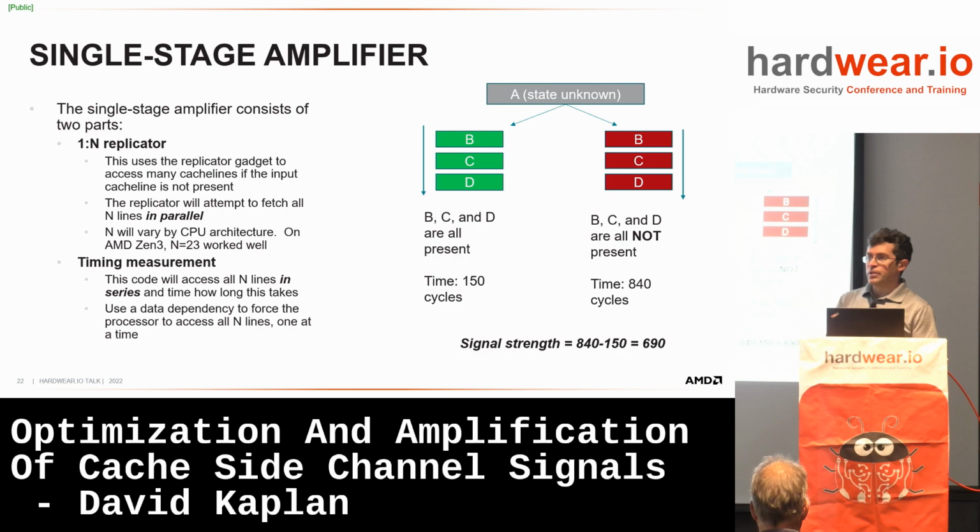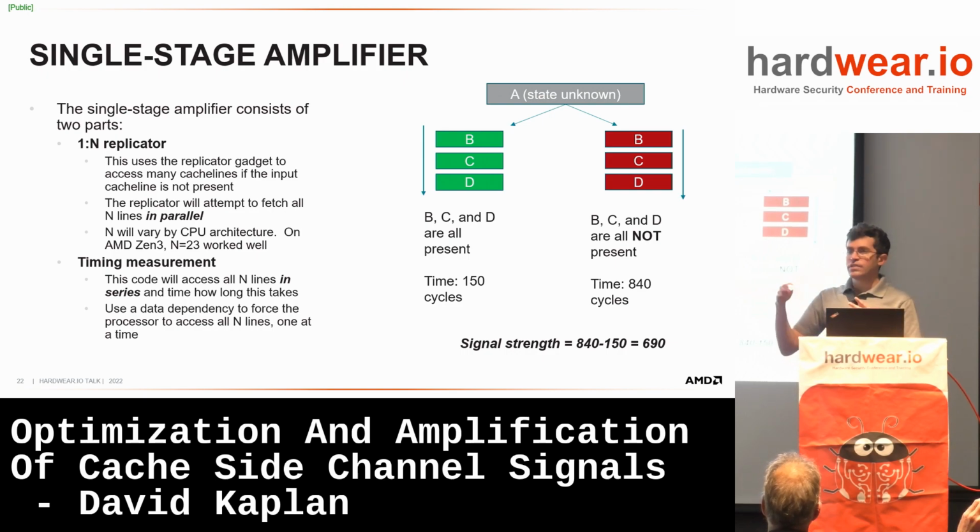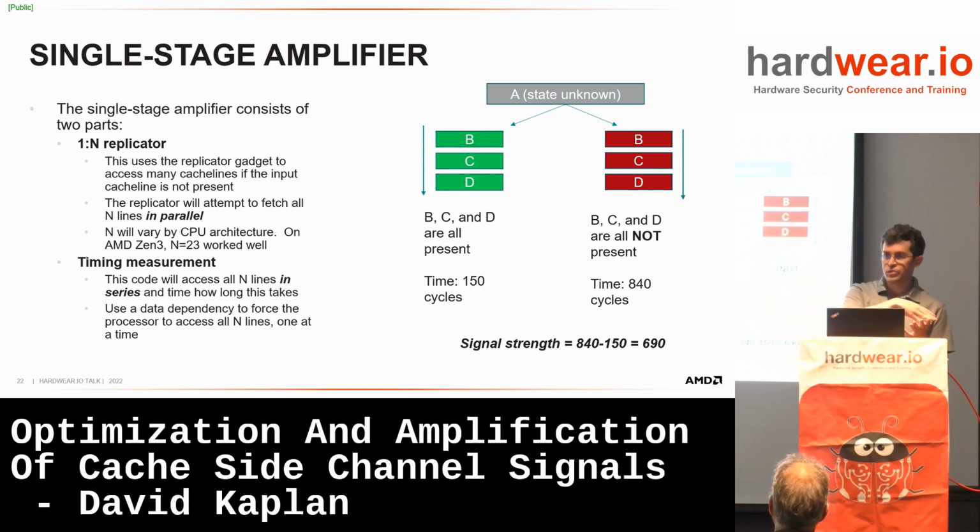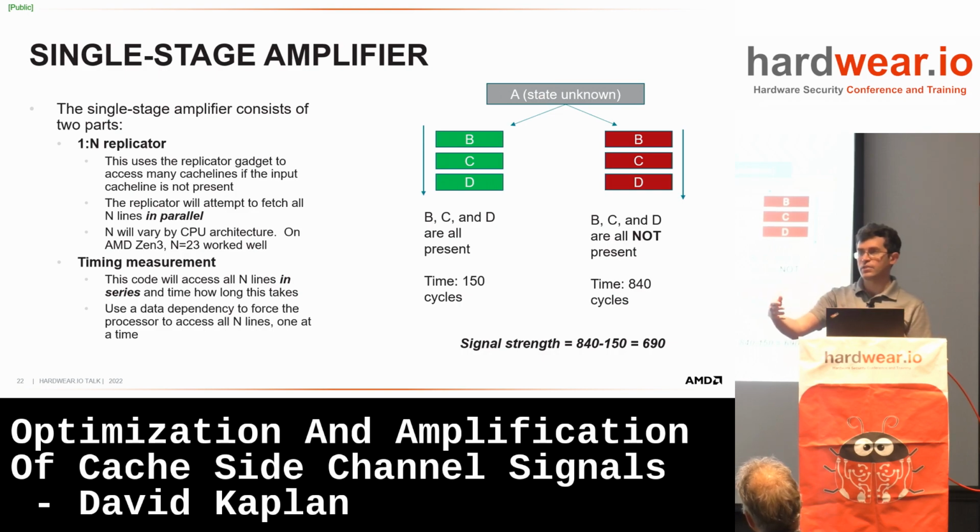So the first building block here is the single-stage amplifier. And this has 2 parts. The first is that replicator gadget I mentioned earlier, where we take the first cache line and make a bunch of copies of the inverse of that cache line. Because of the way that works, those are all going to be fetched in parallel. Then we do a timing measurement where we access all of them sequentially. We do this by just exploiting data dependencies. The processor can fetch things out of order if they're independent, but if we force the result of one to be dependent on the previous result, then we can force it to execute sequentially.